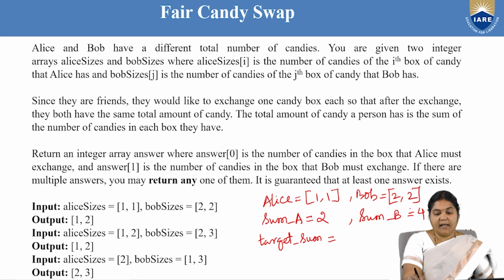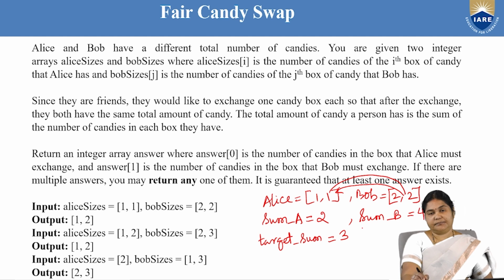So, if they exchange one candy box, then what will happen? If Alice gives the candy box of 1 to Bob, then Bob will have 3 candies. Similarly, Bob gives a candy box of size 2, then Alice will have 3 candies. So, the target sum is nothing but the total number of candies they will have after the exchange. Okay.